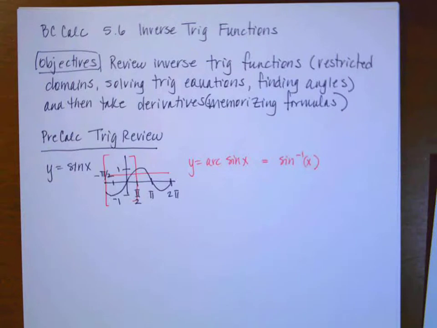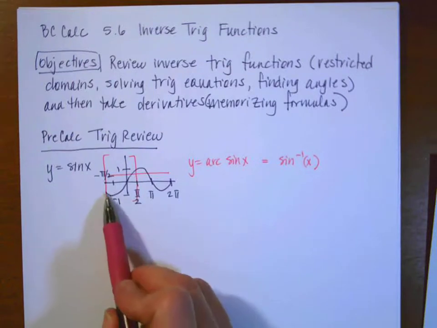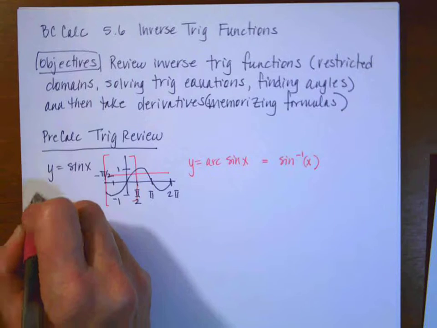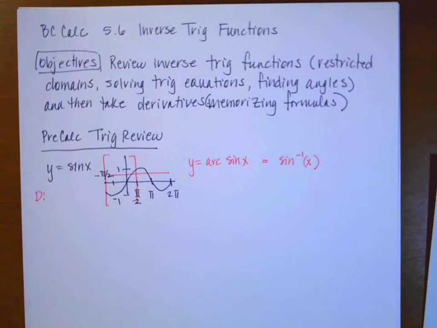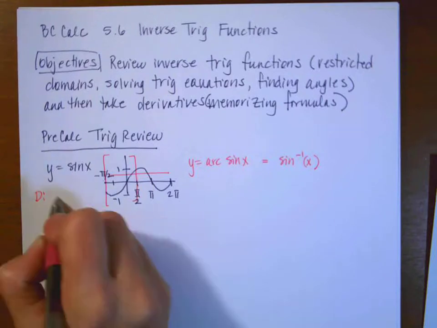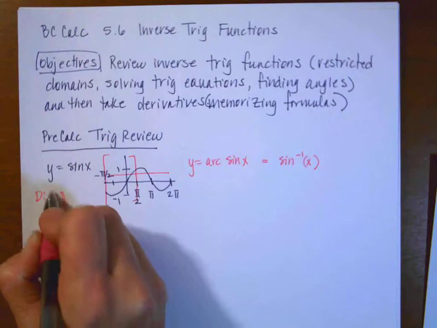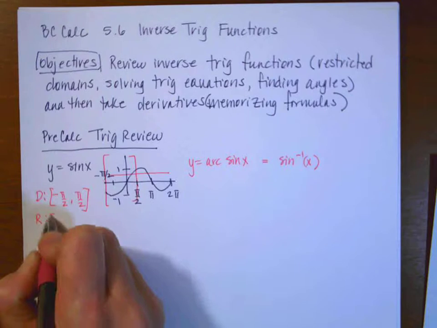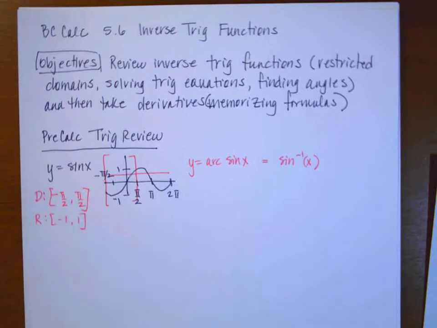Okay. So if I want to find that, I'm going to restrict the domain of the sine function from a negative pi over 2 to pi over 2. So that means that the domain of sine would be from a negative pi over 2 to pi over 2, and the range would be from a negative 1 to 1.